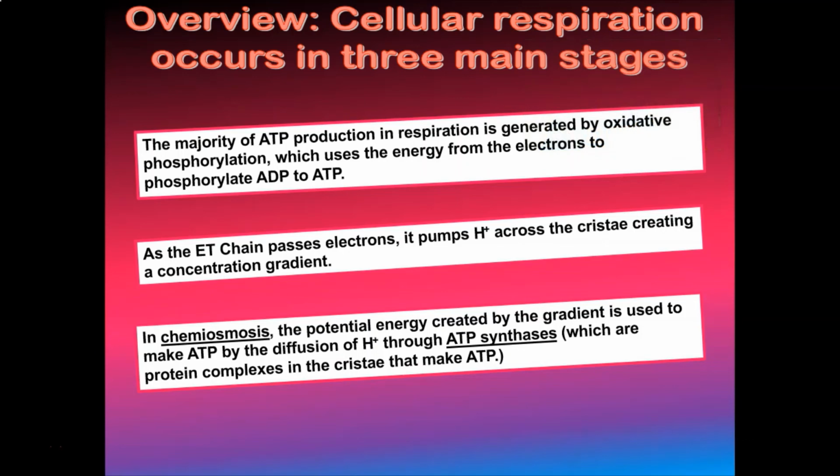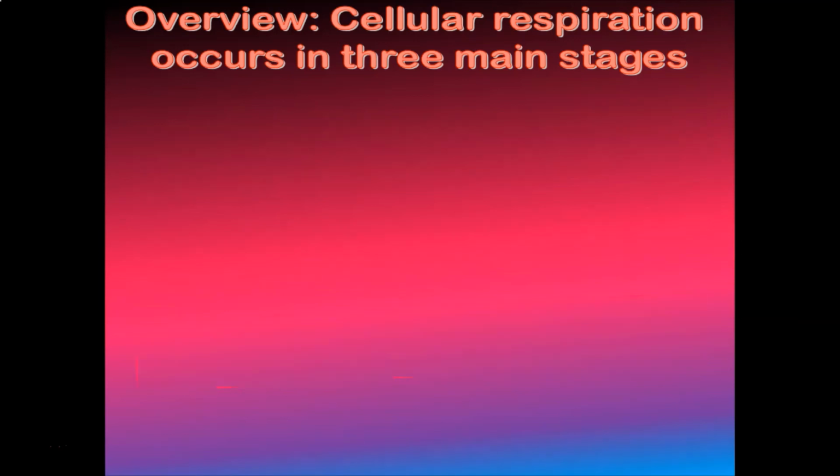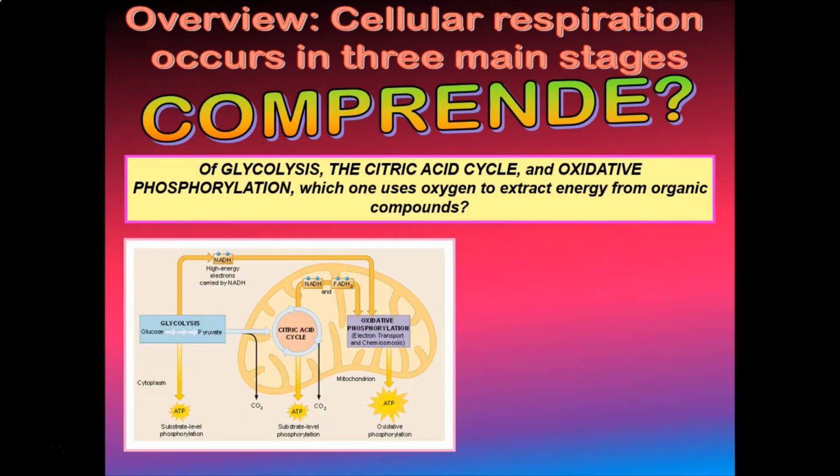And then in chemiosmosis, that's what I'm talking about here. The potential energy created by the gradient is used to make ATP by the diffusion of these hydrogen ions through ATP synthases, which are these big protein complexes in the cristae that make ATP. Pretty cool. All right. So comprende.